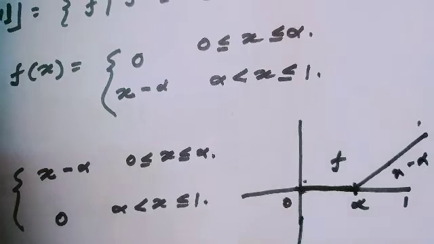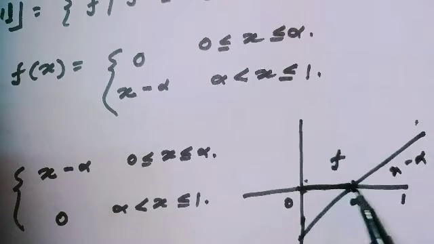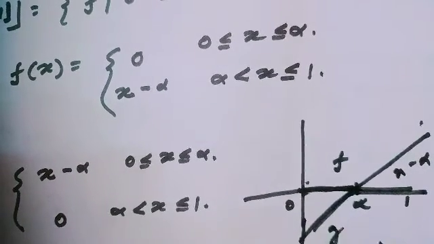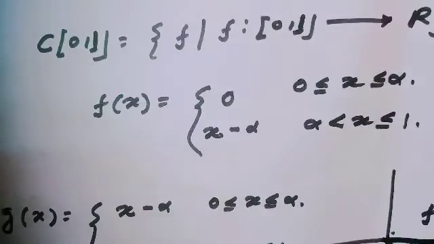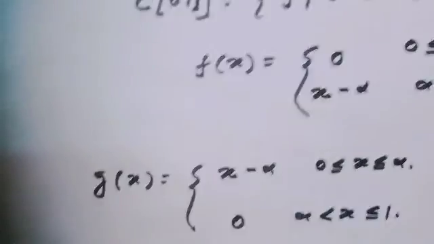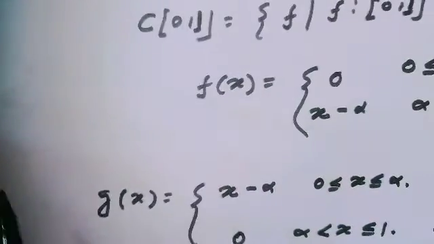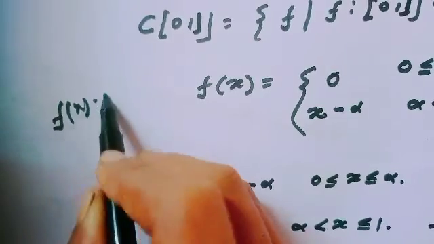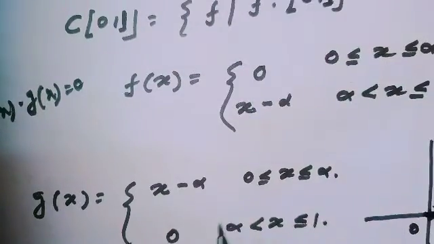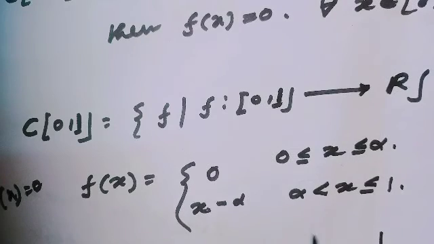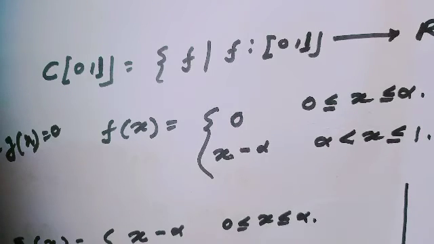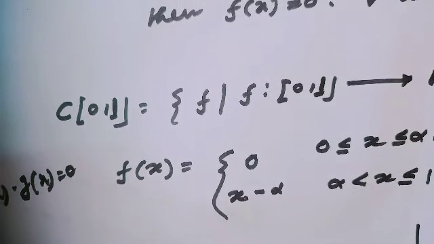And g(x) would be this type. This is the g function. I have discussed this function in my previous video elaborately. From these functions, we can easily tell that f(x) times g(x) would be equal to 0. But neither f is the 0 function nor g is the 0 function. That means I have got a function in C[0,1] which contains divisors of 0. That means obviously C[0,1] is not an integral domain.